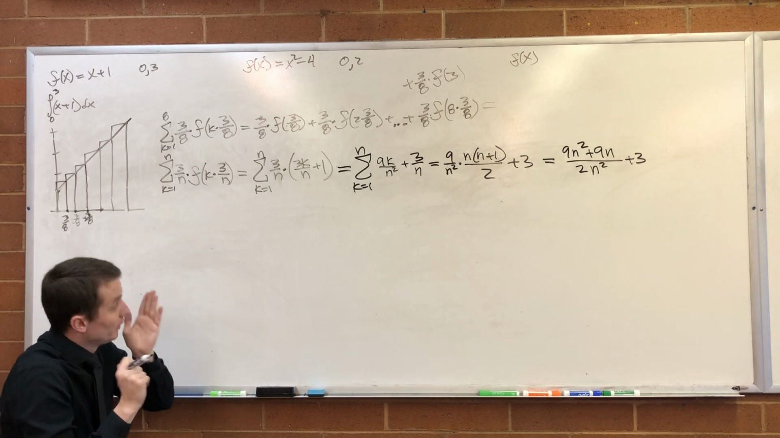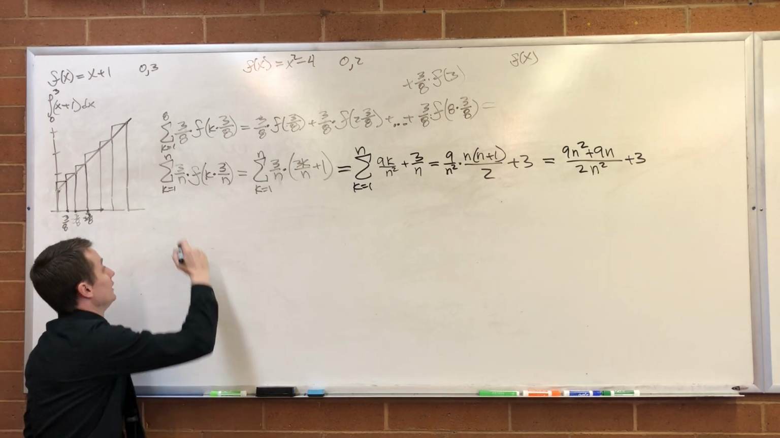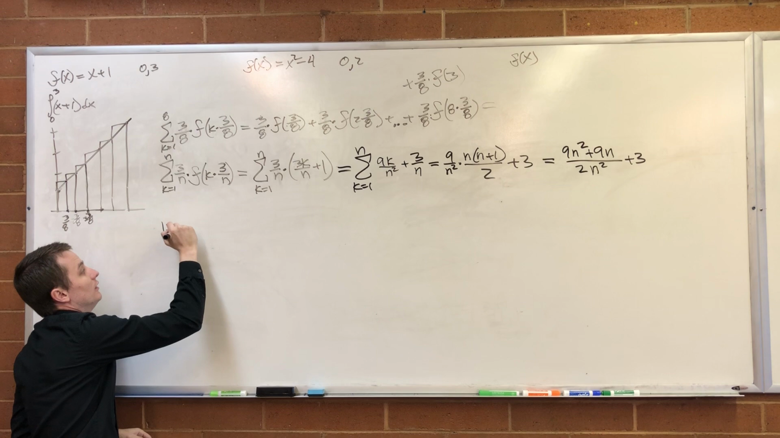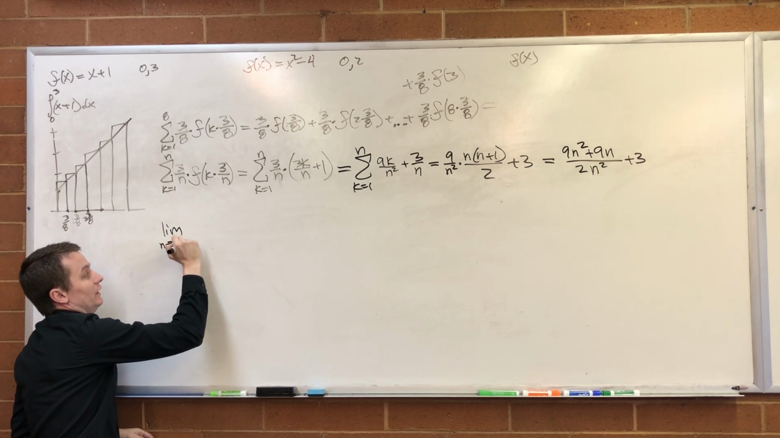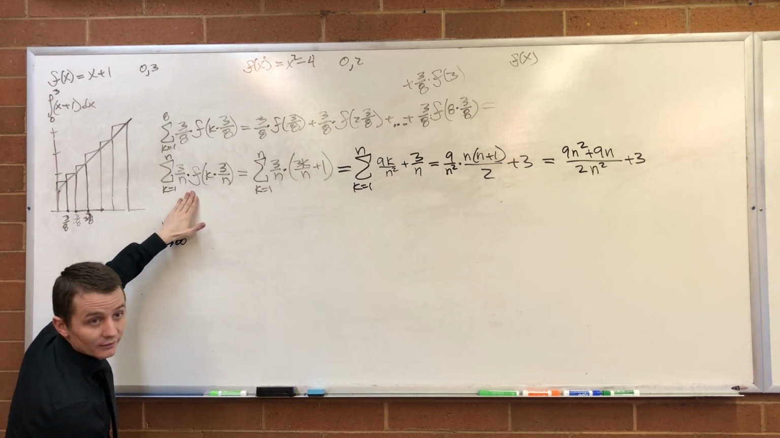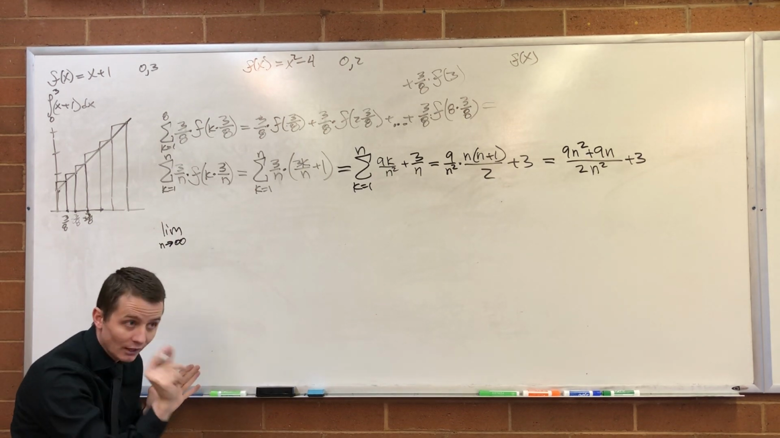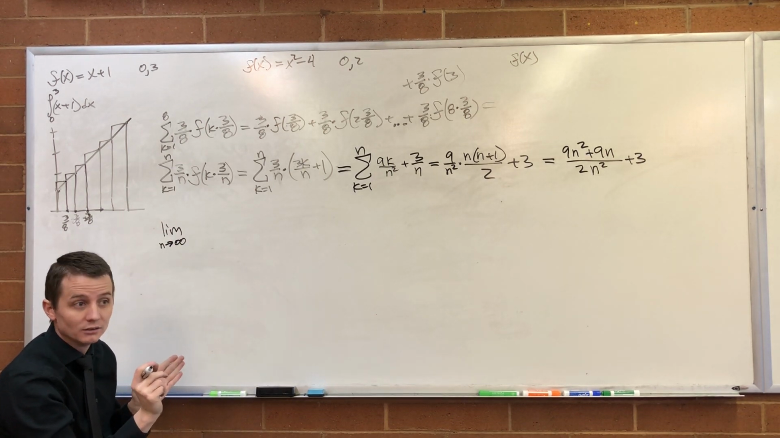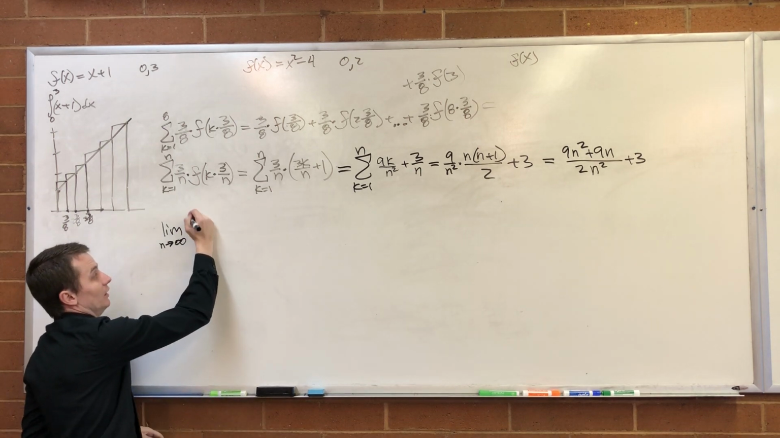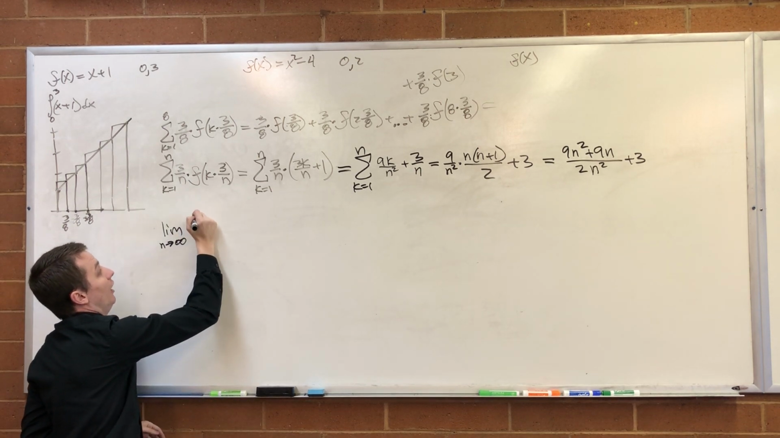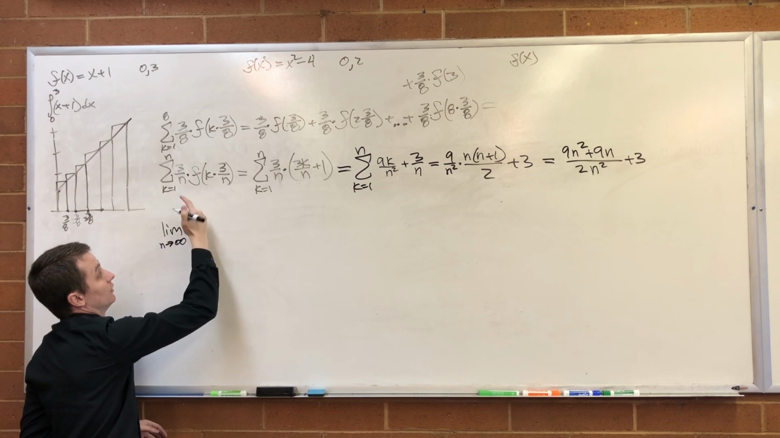Okay. So now where the calculus comes in. We need to calculate the limit now as n approaches infinity of this thing. That would be calculating the sum of infinitely many infinitesimally small rectangles, right? So I want to calculate the limit as n goes to infinity of this thing right here.